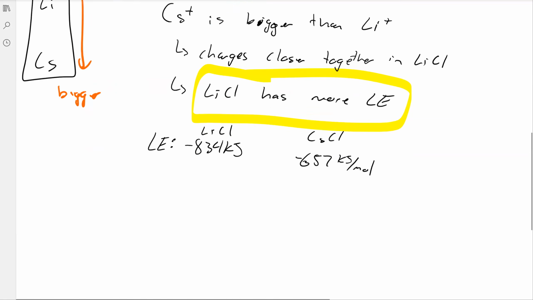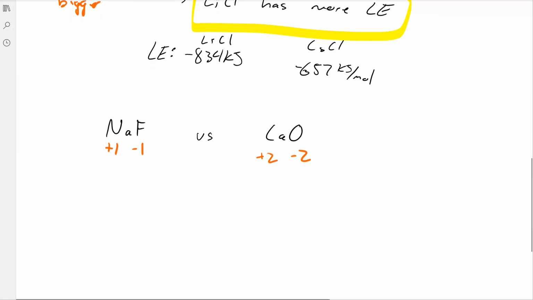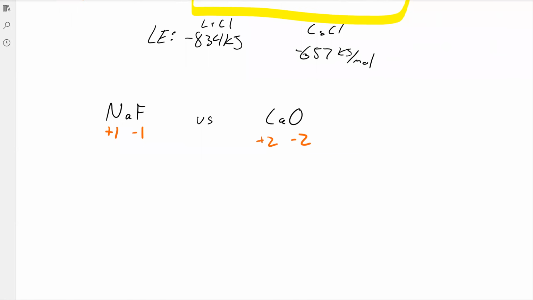So there's an example of size being the factor. The other factor, as we said, is charge. So we could compare something like sodium fluoride versus something like calcium oxide. In sodium fluoride, we have a +1 -1 charge. In calcium oxide, we have a +2 -2 charge. And so we think about one of these charges being bigger than the other, right? The calcium oxide has the bigger charge.